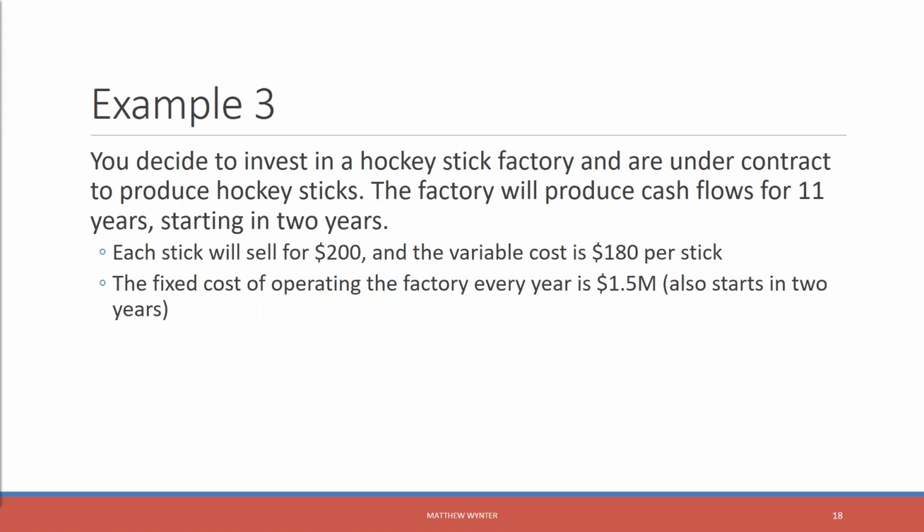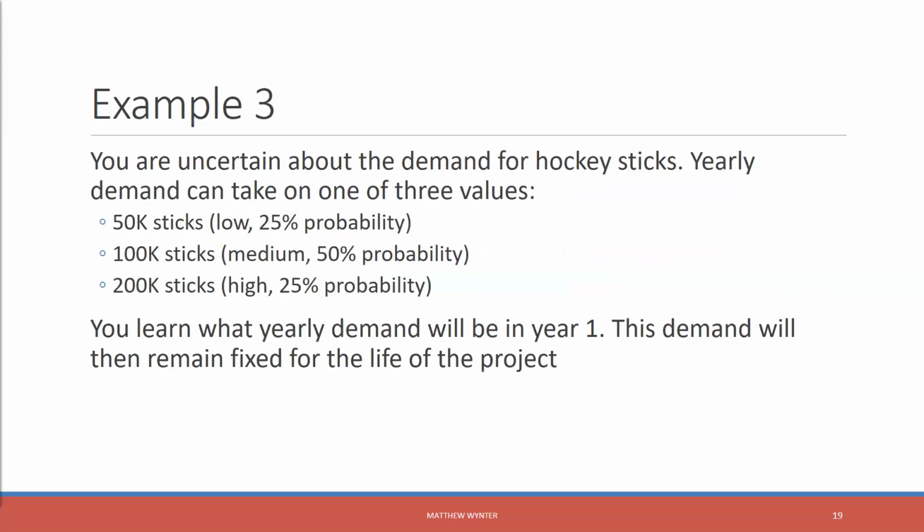So let's make sure we understand the setup. Every stick you sell, you earn 200 bucks. What it's going to cost you, your cost of goods sold, will be 180. There's a fixed cost of operating the factory that's going to be 1.5 million. So every time you turn on a key to produce a hockey stick, you're going to have to pay 1.5 million for the year in order to operate it.